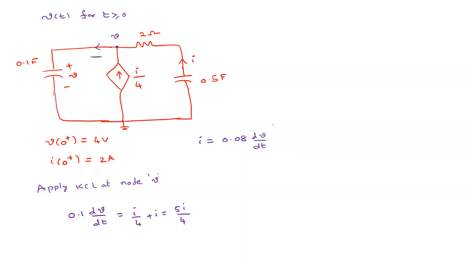So what are the other ways? Ultimately you require the differential equation in this voltage form. Is there any other possibility to write this equation? KVL in the outer loop. So tell me, what equation will you get if you apply KVL in the outer loop?